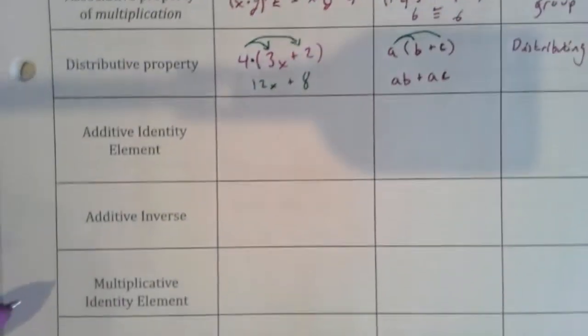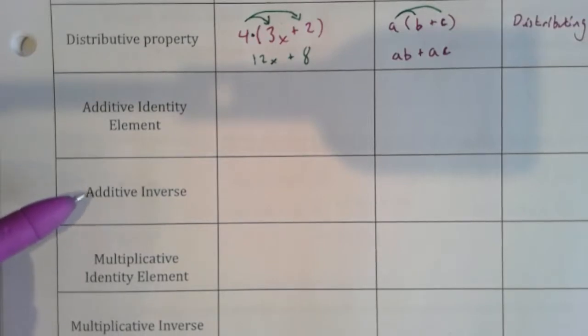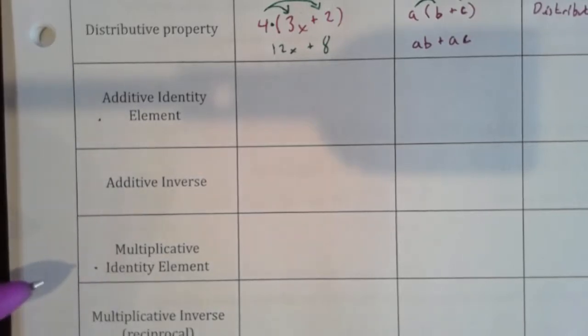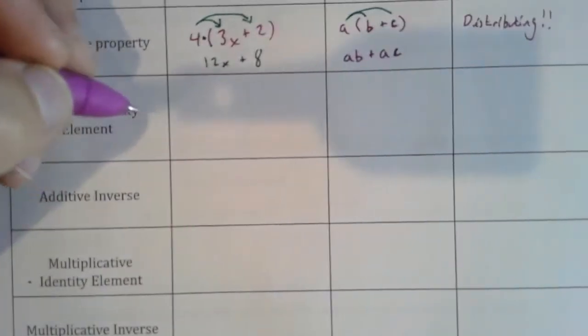These identities and inverses. If I'm an identity, that means nothing is changing. If I'm an inverse, it means something different for adding and multiplying. But for identity, it's the same. So I'm actually going to do additive identity and multiplicative identity together. So for all the identities, identity, it's what you are. It means it does not change.